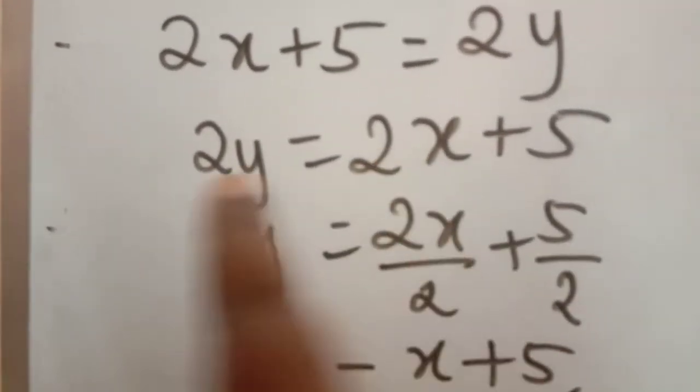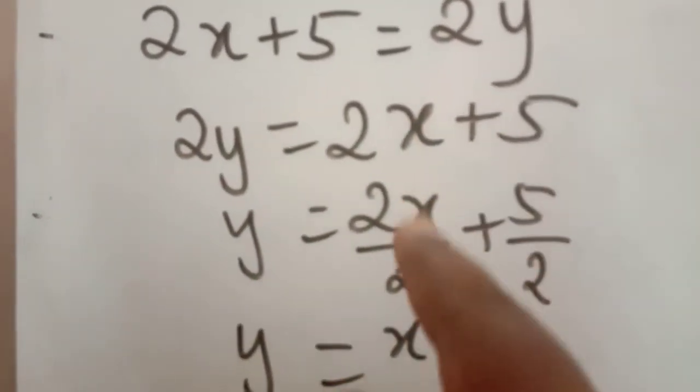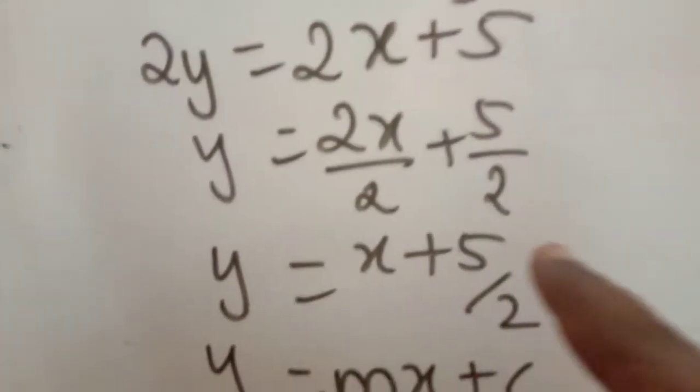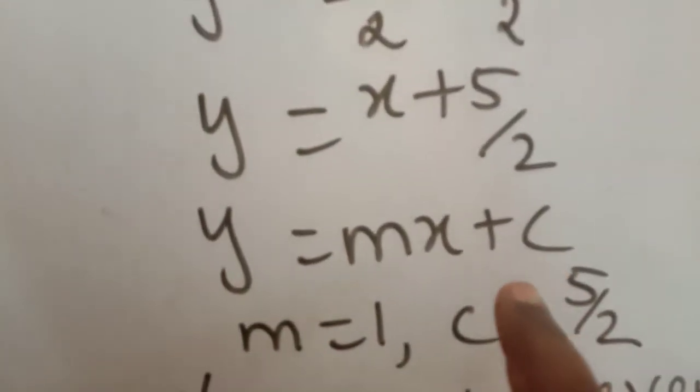So y is equal to, divide by 2. Bring this 2 for both the terms. So 2x by 2 plus 5 by 2, that is x plus 5 by 2. So now it is in the form of y is equal to mx plus c.